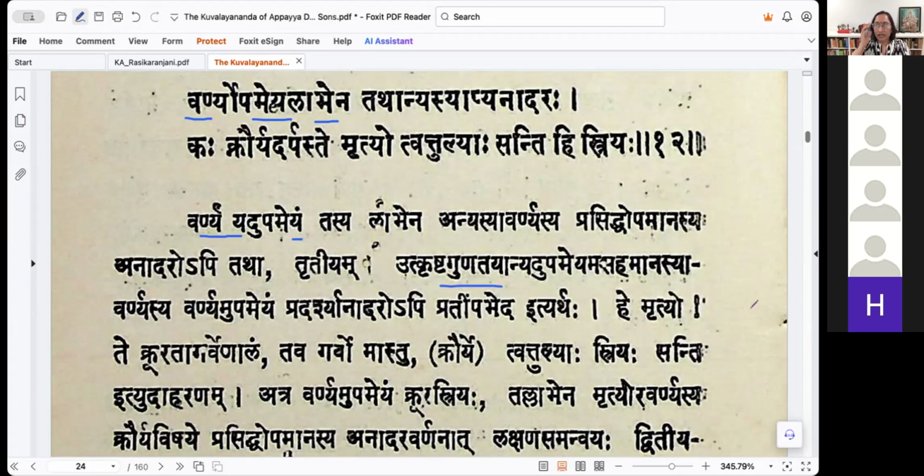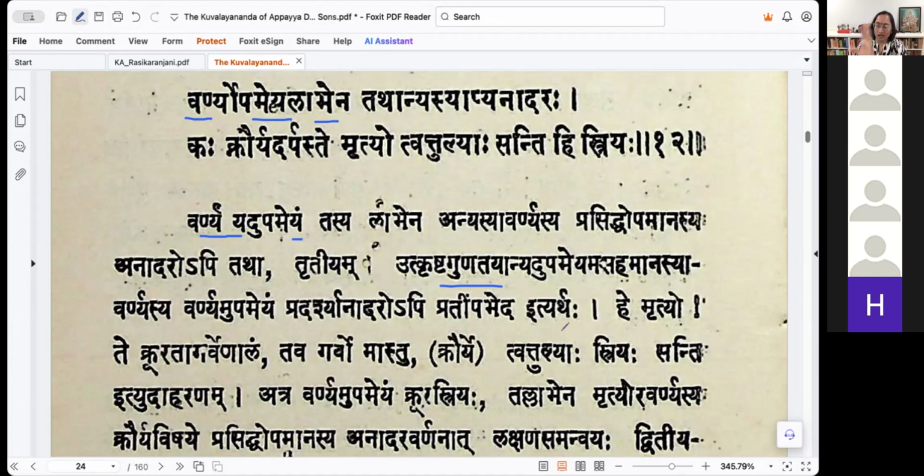So mrityu is the ultimate vastu or ultimate person when you think about cruelty in the world. So he has a pride with respect to his cruelty. Utkrishta gunataya, because mrityu has that utkarsha with respect to krauryam. Anyat upameyam asahamanasya. It cannot tolerate the fact that there is another thing which is also as cruel as himself. So asahamanasya avarnyasya upamanasya varnyam upameyam pradarshya.